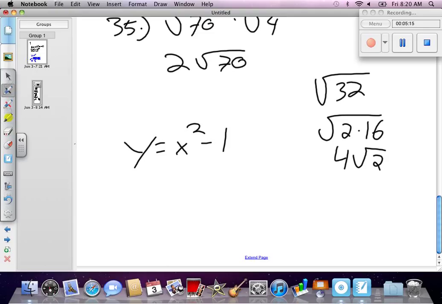Y equals x squared minus 1. So, ladies and gentlemen, we know this is going to look like a U. And we've got 4 graphs here that look like a U. So can I eliminate 2 problems right off the bat from number 36? And which 2 could I eliminate?